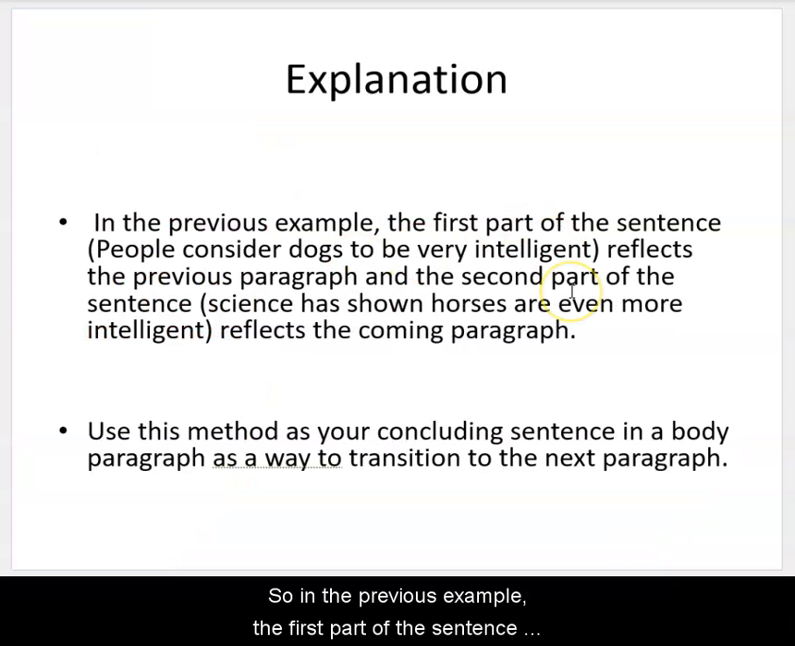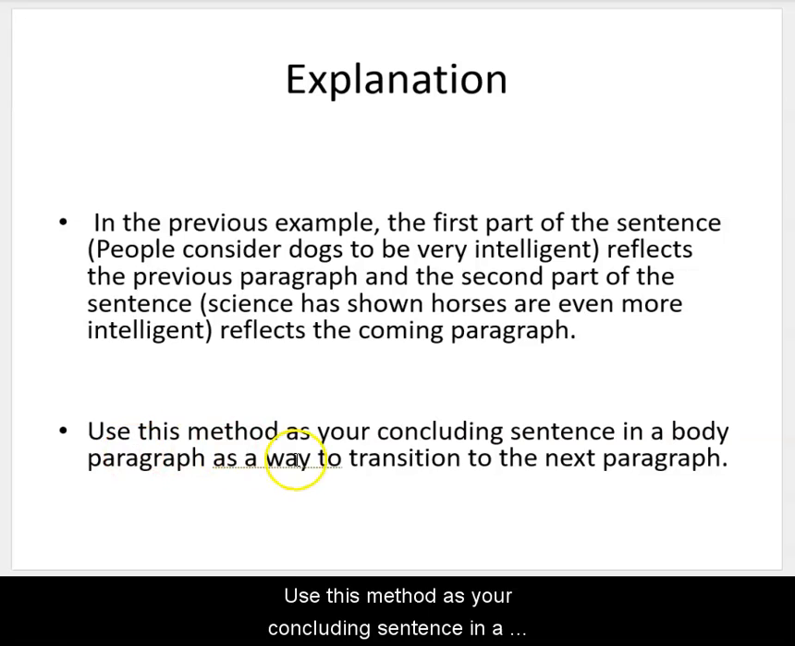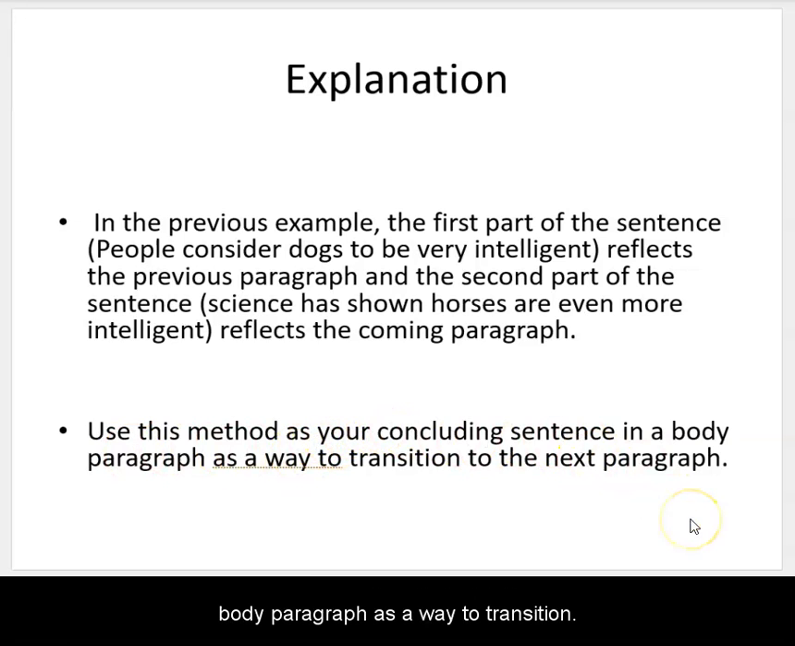So in the previous example, the first part of the sentence, people consider dogs to be very intelligent, reflects the previous paragraph, and the second part of the sentence, science has shown horses are even more intelligent, reflects the coming paragraph. Use this method as your concluding sentence in a body paragraph as a way to transition to the next paragraph.